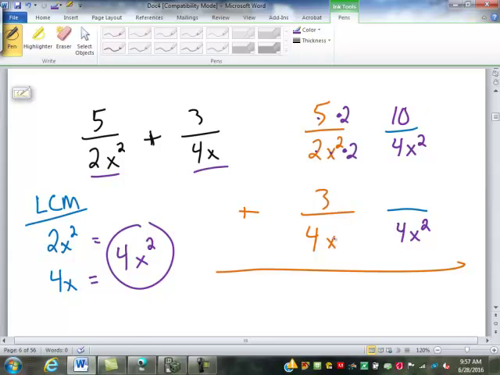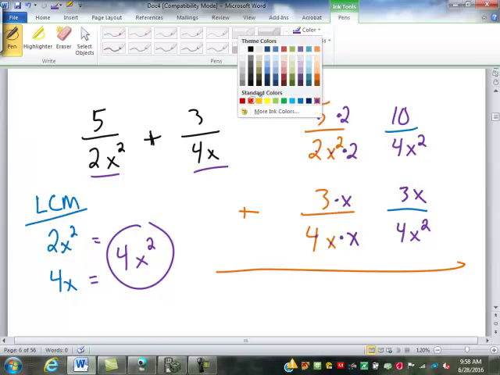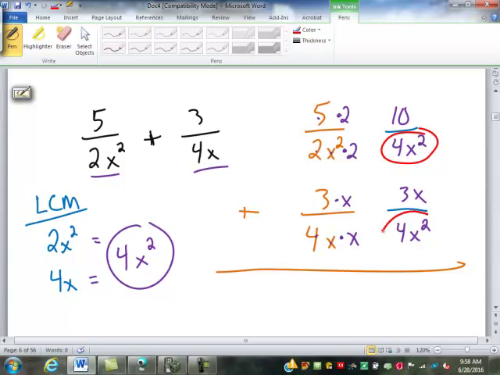Good. This bottom fraction, do I have to do anything to the number? No, it's already a 4. Do I have to do anything to the variable? Yes, I have to turn x into an x squared, so I multiply by x, right? It's multiplied by x to turn x into x squared. So I multiply the top by x. 3 times x is 3x. Now I have the same name. I have a common denominator. So my answer, I'm going to keep that same name.